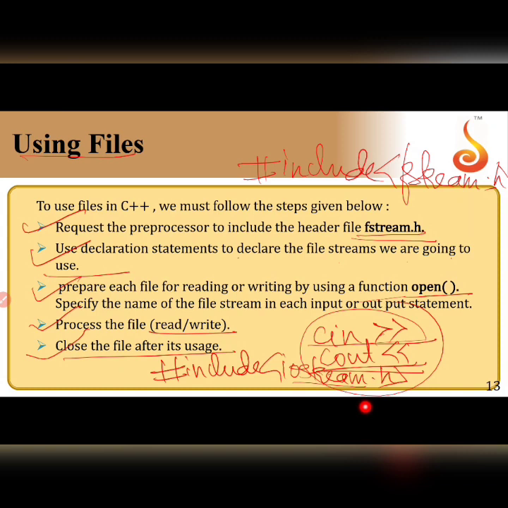Then prepare each file, which means first you need to open the file. When you are trying to read from a file, it is mandatory that the file should exist. Without the file existing, you will not be able to open it. Whereas when writing to a file, if the file is already there, it will open the existing file. Otherwise, it will create a new file for you to write to. But for reading, you need to have the file to open it in reading mode.